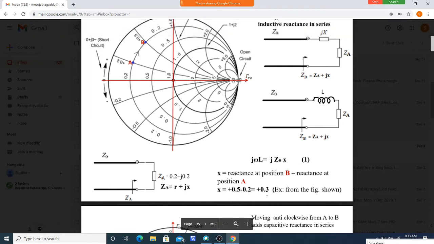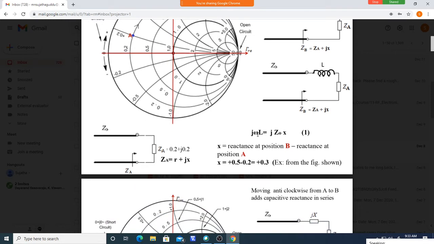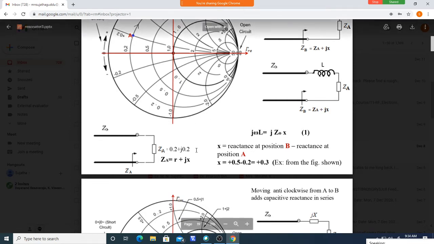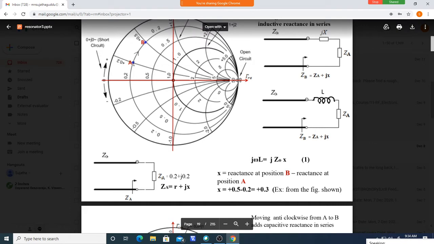So what is the X value? It is 0.3. You substitute that in this equation. Omega will be 2 pi f, and f is specified. Z naught is the characteristic impedance of the system, say 50 ohm, and you substitute it here. You get the value of L. X we know from here. What is the reactance at this position?